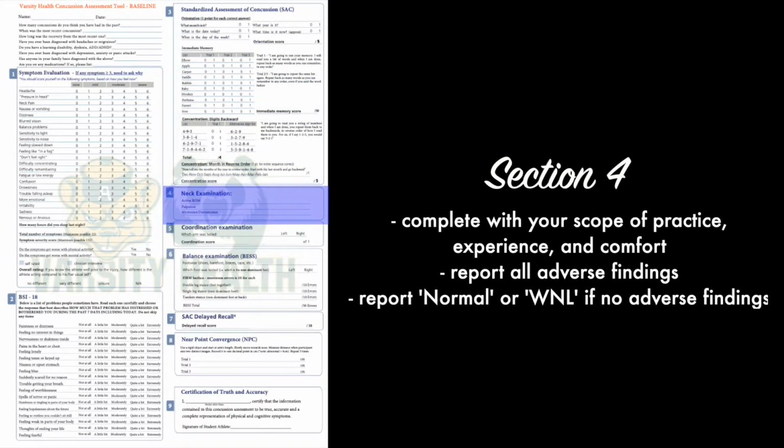This section is a physical exam of the cervical spine. Please complete this section within your scope of practice and your level of comfort. First is the 6 cervical spine ranges of motion. Please report any adverse findings such as reduced range of motion or pain. If there are no adverse findings, you can write normal or within normal limits.